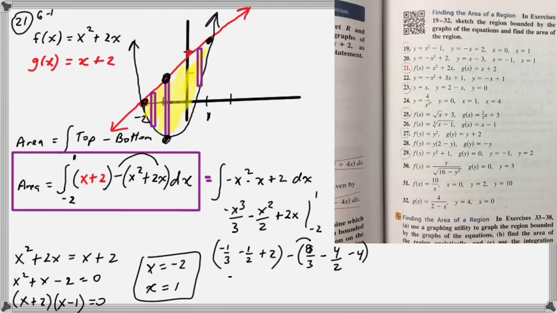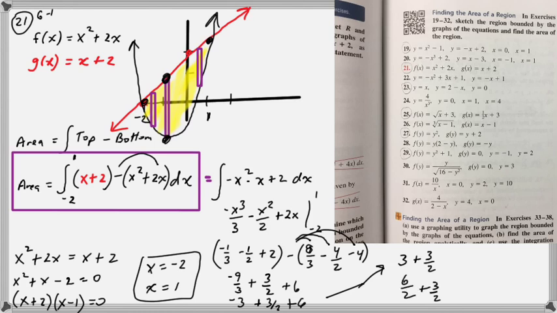-1/3 and -8/3 is -9/3. -1/2 plus 4/2 is 3/2. And 2 plus 4 is 6. So this is -3 plus 3/2 plus 6, which becomes, I think, 3 plus 3/2, 6/2 plus 3/2. So the enclosed area of the region is 9/2. Again, box in your setup, box in your solution. I hope this helps.